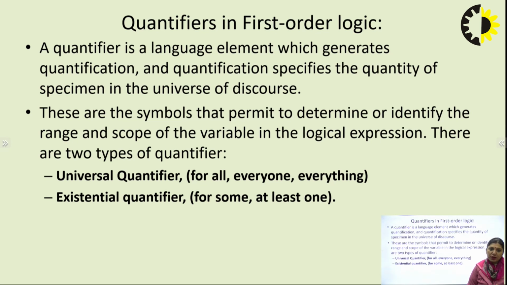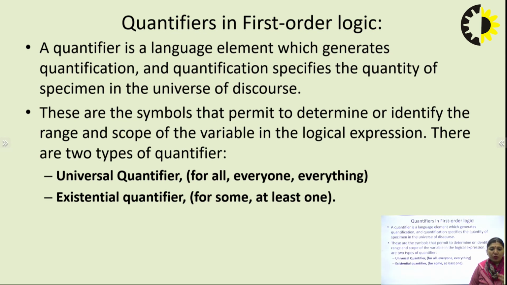Quantifiers means the quantifiers we are declaring in terms of two parts, that is the universal and your existential quantifier. Quantifier means everything that is collectively coming in the formation; that is in the quantifier world, but we have to identify whether it is for all or for some. As mentioned here, these are the symbols that permit to determine or identify the range and scope of the variable in the logical expressions, which is declared by the two parts, universal quantifier and existential quantifier.